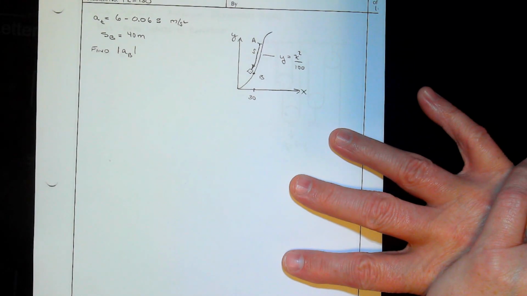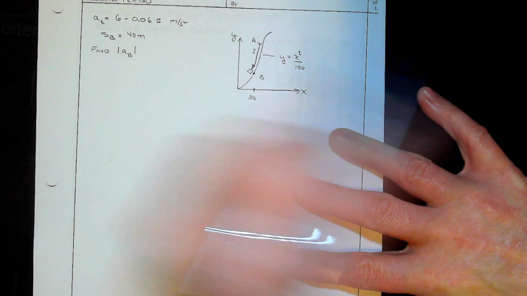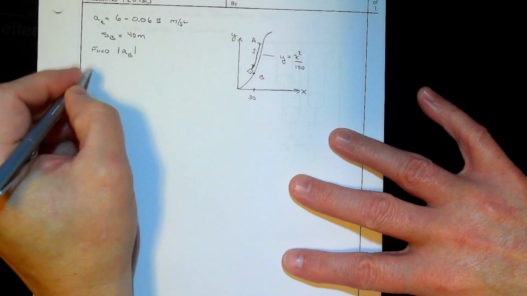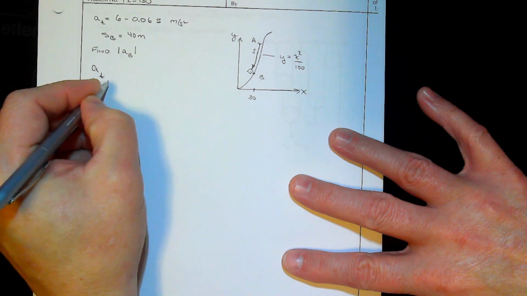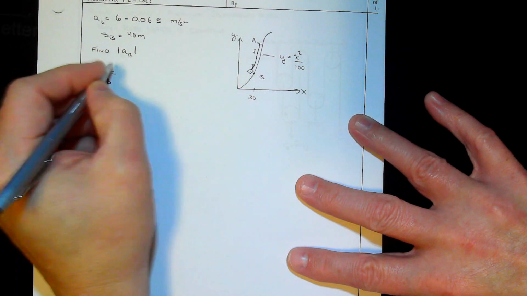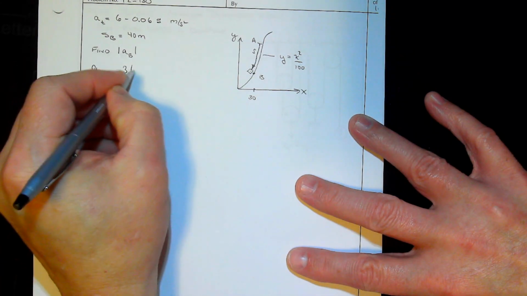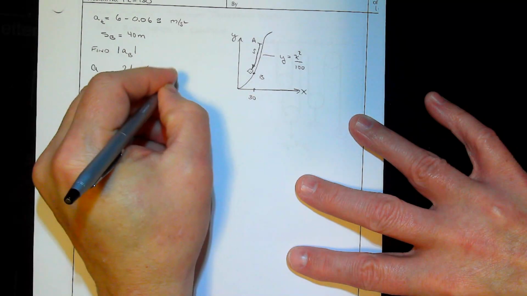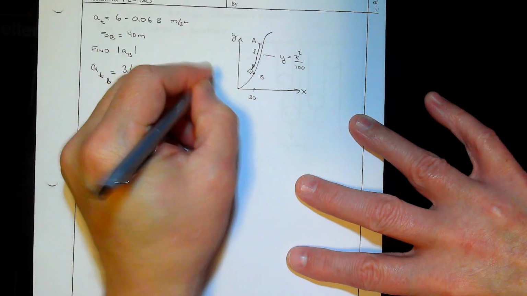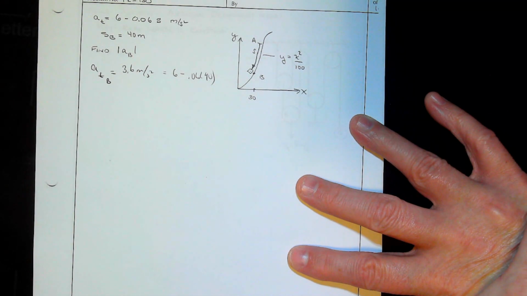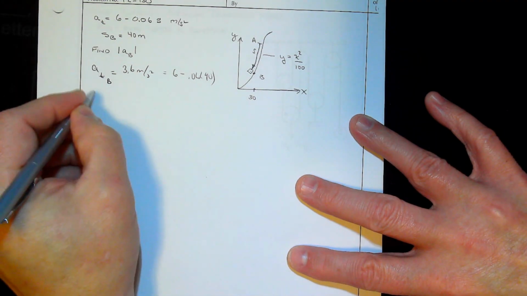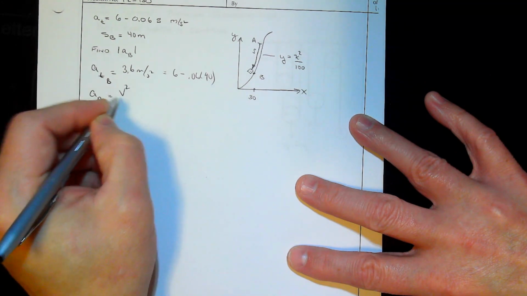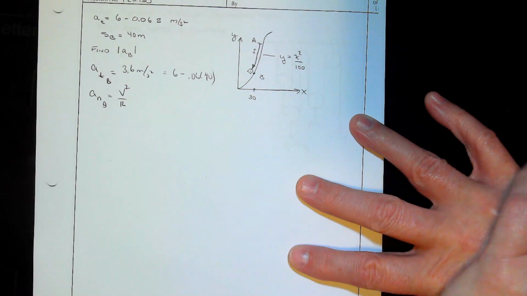All right, well, very simply, if we put S into here, 0.06 times 40, the tangential acceleration at B works out to 3.6 meters per second squared. That's simply 6 minus 0.06 times 40. So that's easy. What we need is the normal acceleration at B, which is, of course, v squared over r.